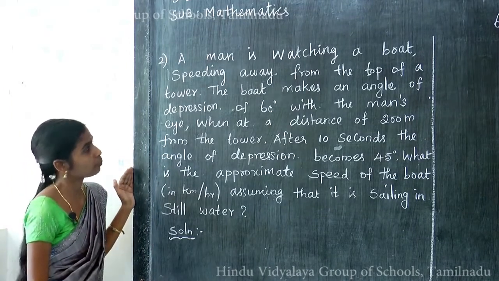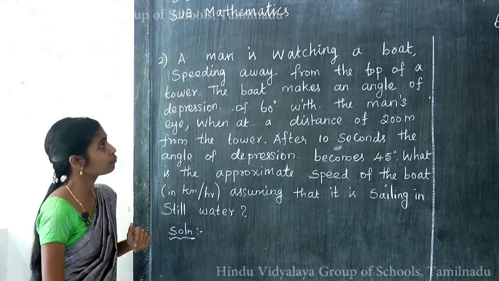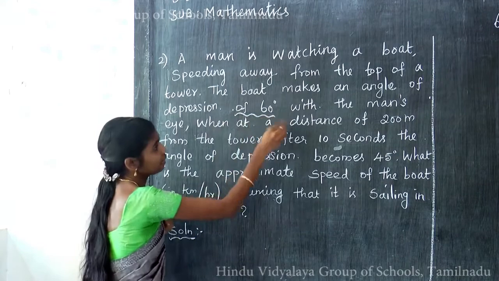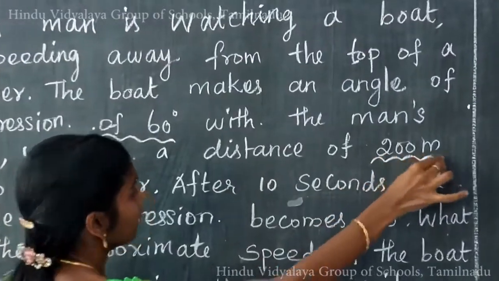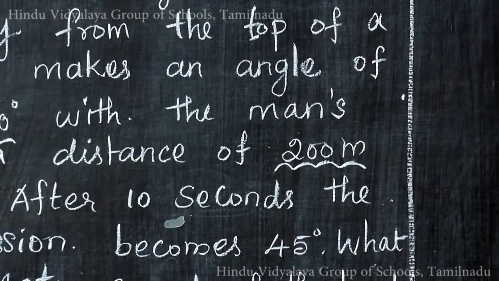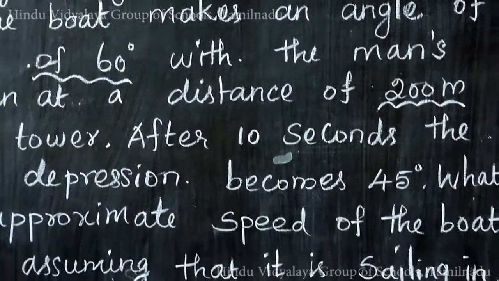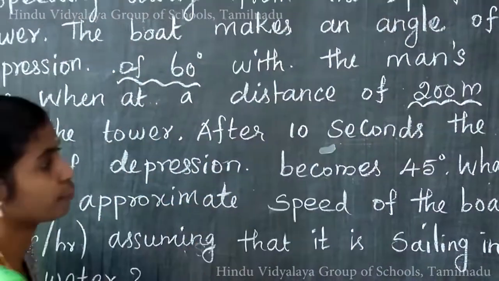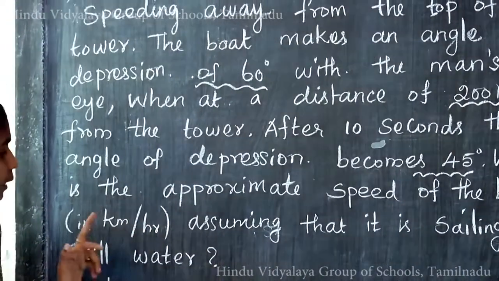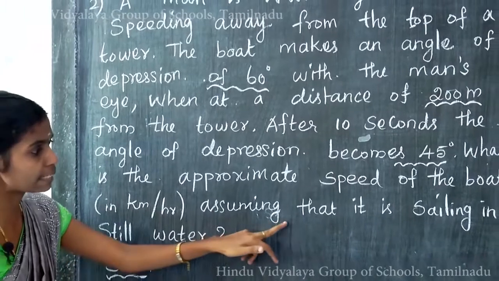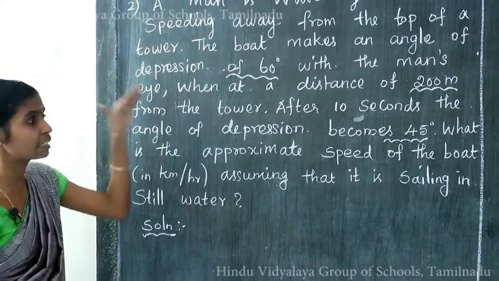A man is watching a boat speeding away from the top of a tower. The boat makes an angle of depression of 60 degree with the man's side when at a distance of 200 meter away from the tower. After 10 seconds, the angle of depression becomes 45 degree. So the angle of depression decreases from 60 degree to 45 degree. The question is, what is the approximate speed of the boat in kilometer per hour, assuming that it is sailing in still water? So first understand the question and the keywords.